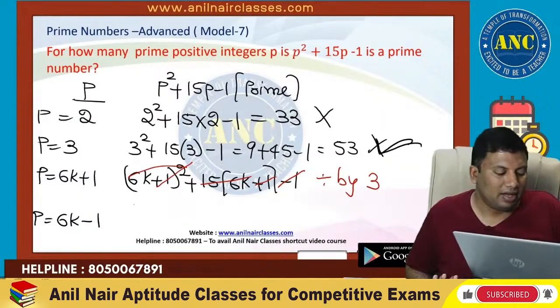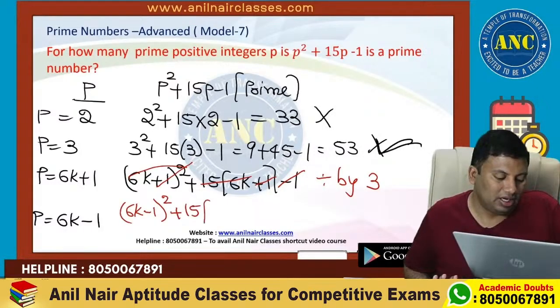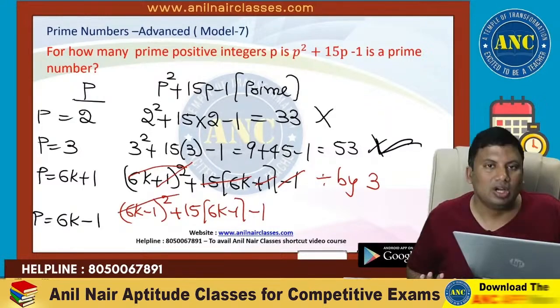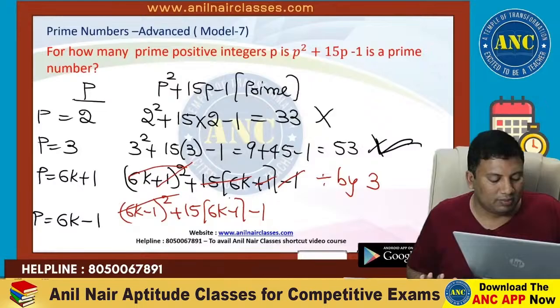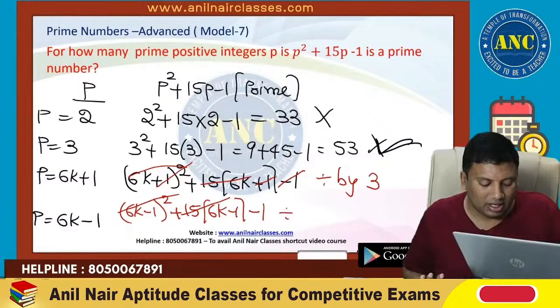Idea clear? Next one. (6k minus 1) whole square plus 15 into (6k minus 1) minus 1. 6k whole square is divisible by 3. 2 into 6k is divisible by 3. 15 into 6k is divisible by 3. 15 is divisible by 3. Plus 1 minus 1. The answer is divisible by 3.